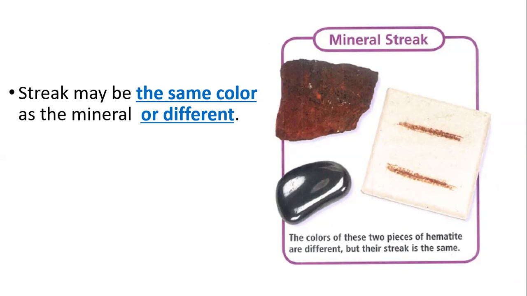Both of them are the same mineral. So that's why we cannot use color only. It's the same mineral, but the color is different. That's why we cannot use color alone to identify the mineral, because it's not accurate. This is the same mineral, but still comes in different colors. That's why we need to use the streak.